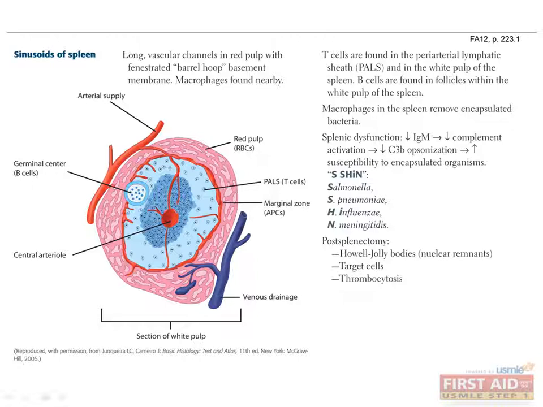Recall from microbiology the encapsulated bacteria Salmonella, S. pneumoniae, H. influenzae, and N. meningitidis, which can be remembered with the acronym S-SHIN. Vaccination against these latter three, as no vaccine exists for Salmonella, is imperative in patients undergoing splenectomy, as they lose their innate ability to ward off encapsulated bacteria.